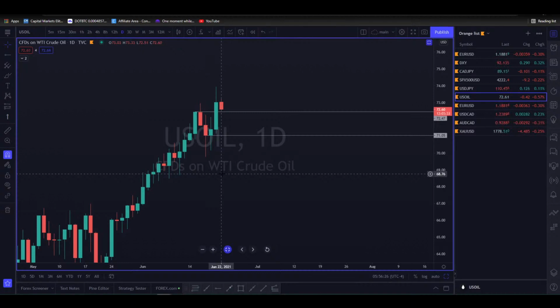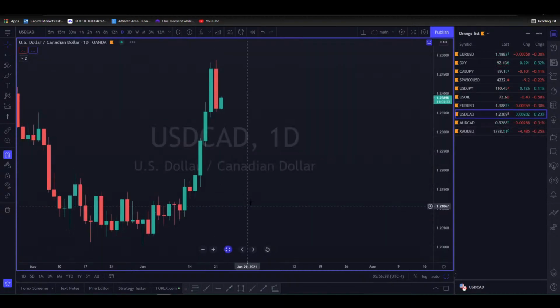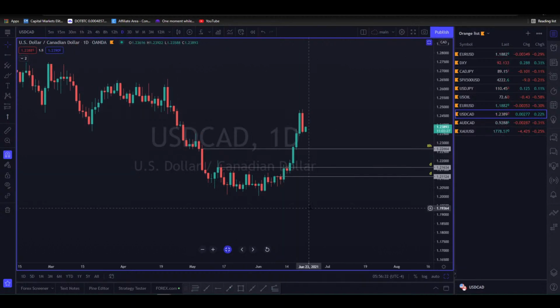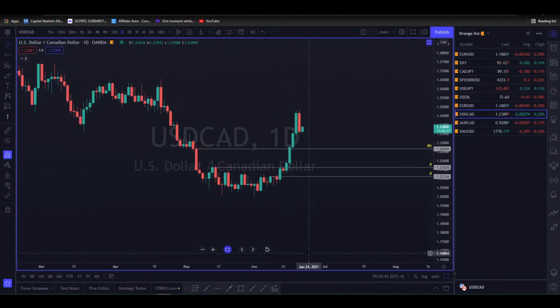All right, and USD CAD, man, that was a fantastic trade. We were looking for that to break out with the dollar. So much conglomerated junk right there. There's your break. There's your retest. That's your entry.